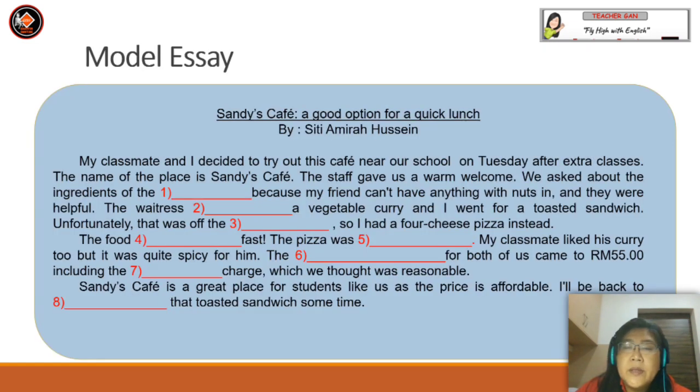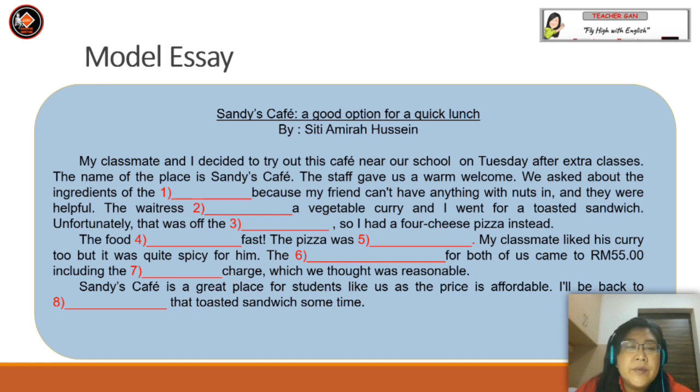This is a model essay where some of the words are left out, so you have to fill in the gaps with suitable words. Let's look at the example now. Sandy's Cafe, a good option for a quick lunch, by Siti Amira Hussein. My classmate and I decided to try out this cafe near our school on Tuesday after extra classes. The name of the place is Sandy's Cafe. The staff gave us a warm welcome.